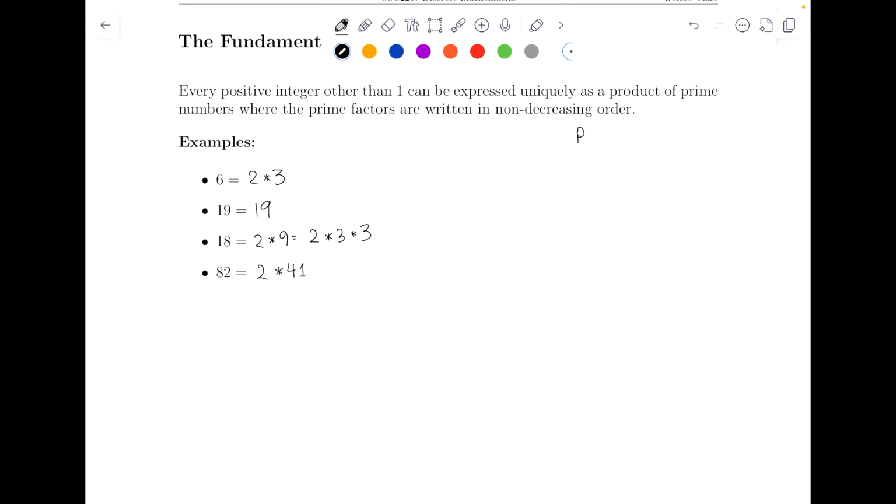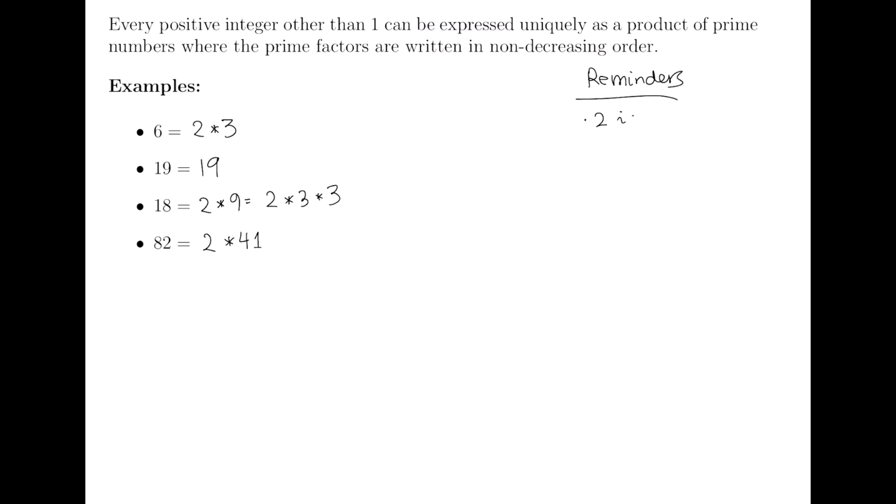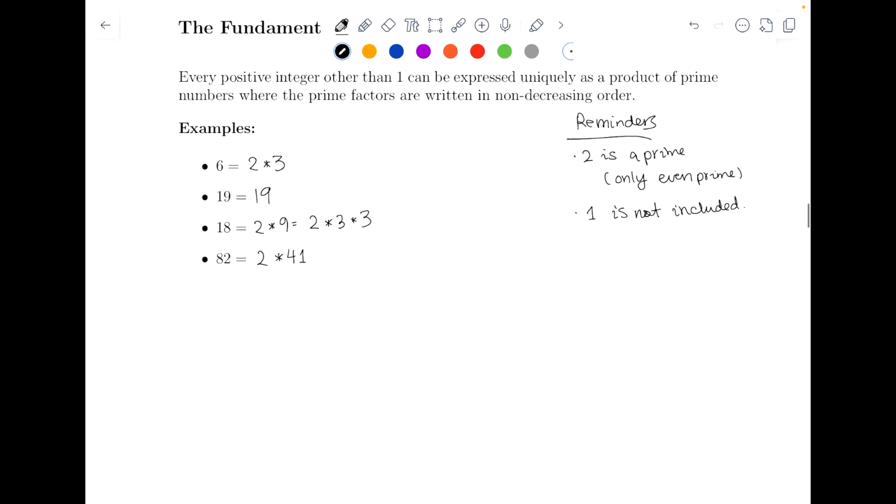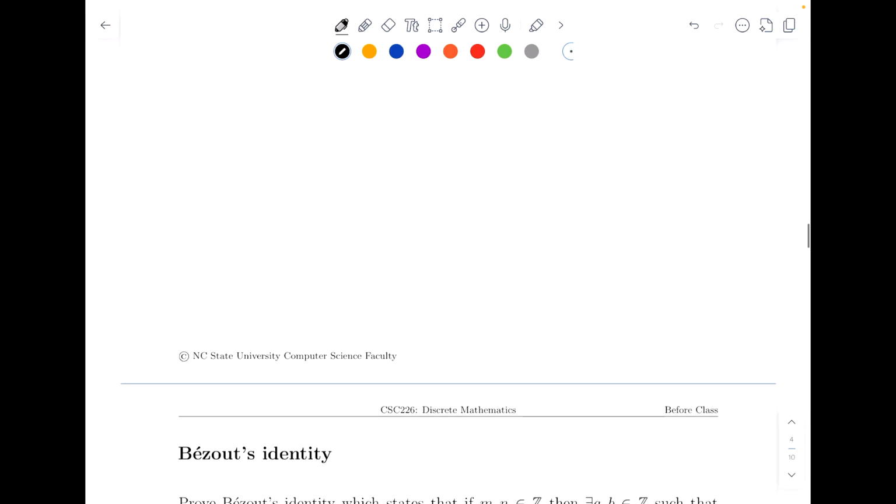So a couple of reminders. 2 is a prime. It's our only even prime. And then 1 is not included. When I put these ideas together with the fundamental theorem of arithmetic and that extended Euclidean algorithm, I can start to talk about something called Bézout's identity.